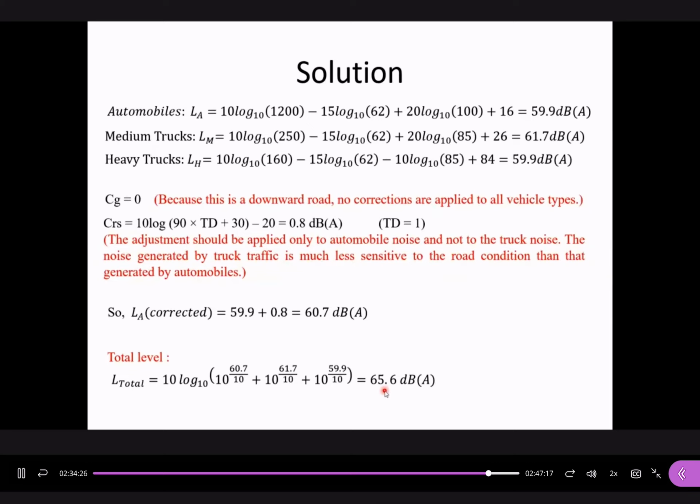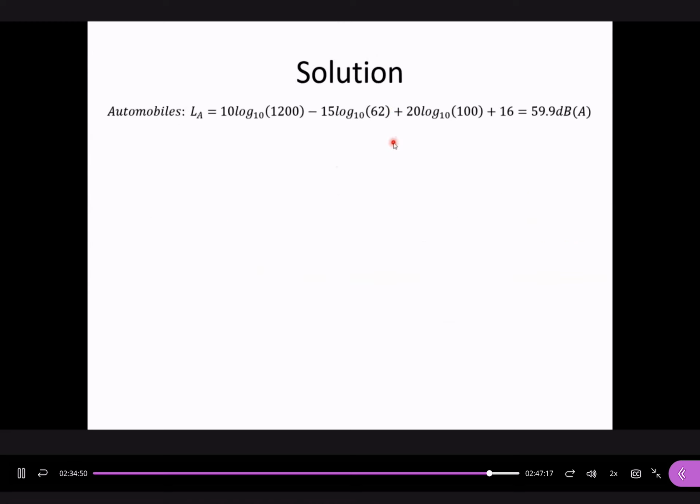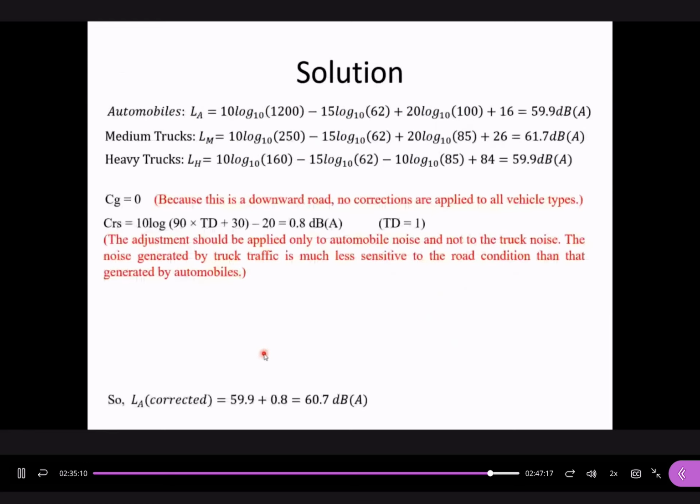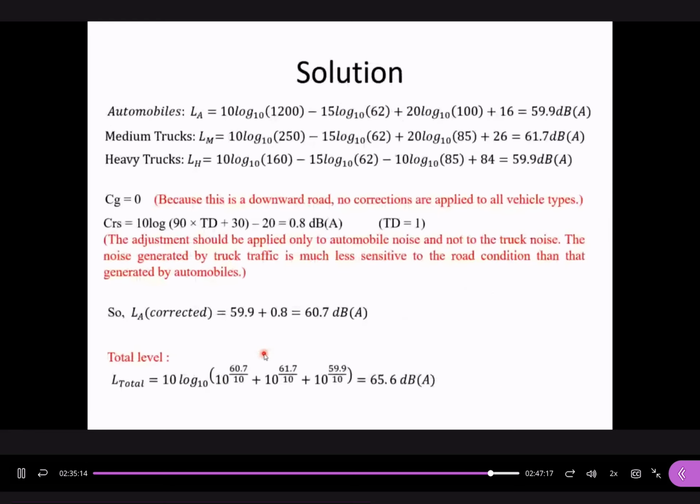Any problem about this question? For which correction factor? The speed correction. It refers to these three corrections, these three equations. When it refers to the information here, the A-weighted equivalent sound levels presented here are used to evaluate basic noise level, traffic flow, and vehicular flow. I summarize the equations here. Any other problems for question number 1? Okay, let's go to question number 2.